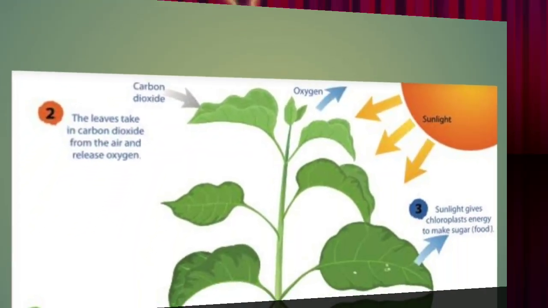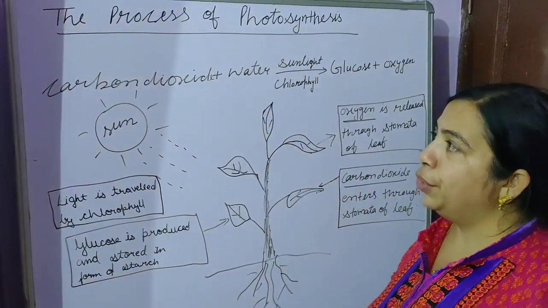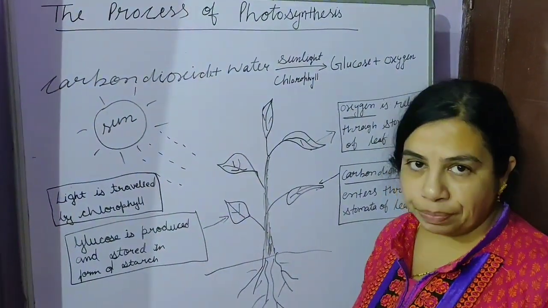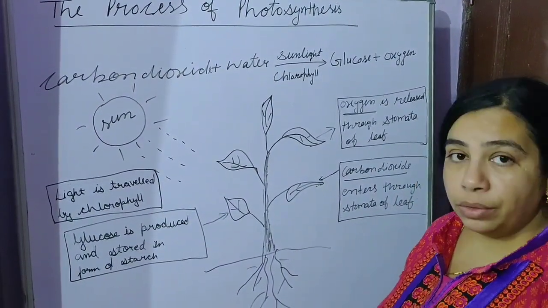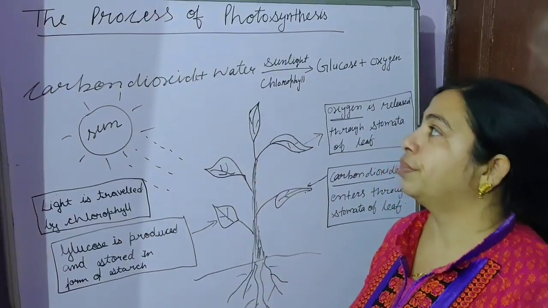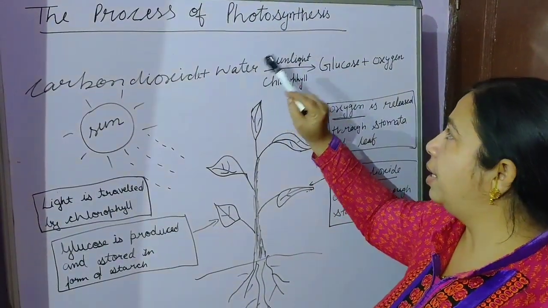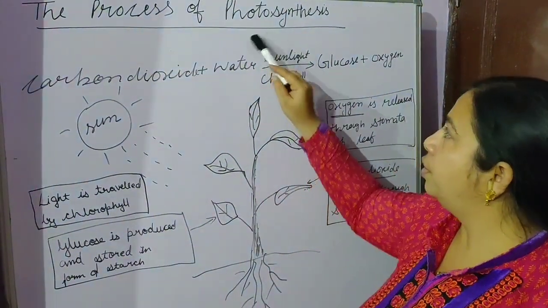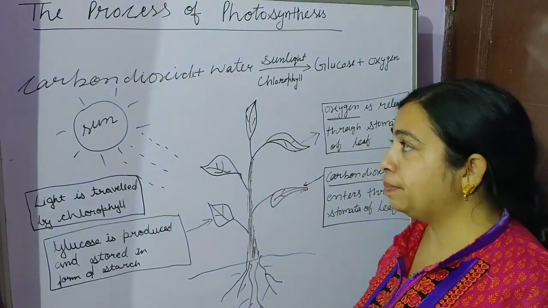Let's discuss the photosynthesis process. Before, I have told you in the video on nutrition in plants about the types of nutrition, autotrophic and heterotrophic. In this video, I will tell you the photosynthesis process. In photosynthesis, photo means light and synthesis means something will be prepared. So photosynthesis means something is prepared in the presence of light.